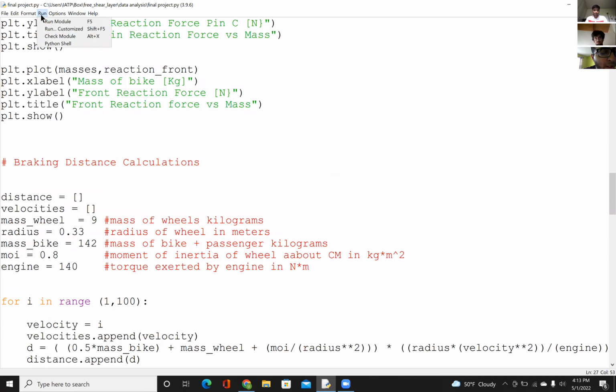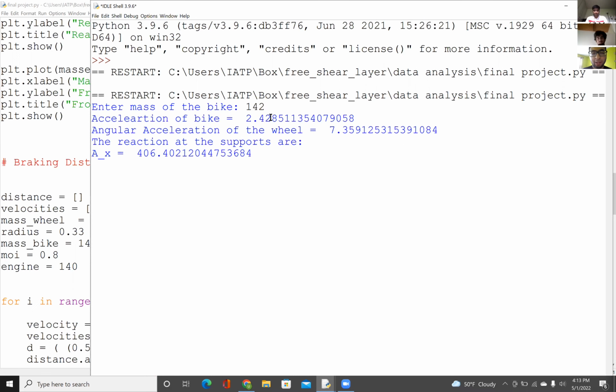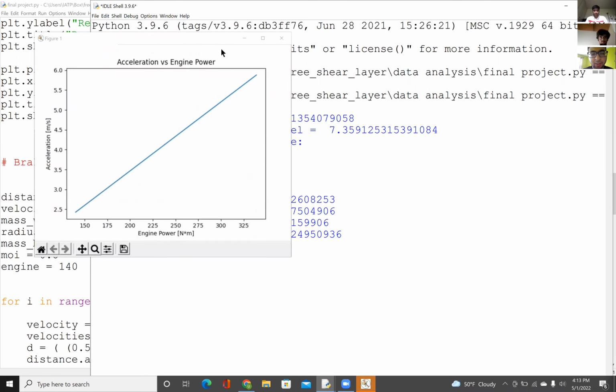When you click run, it asks us to add some mass. So we'll just use 142. You can choose how much you want, and as you experiment, you can see that all of those 10 other variables have auto-computed values.